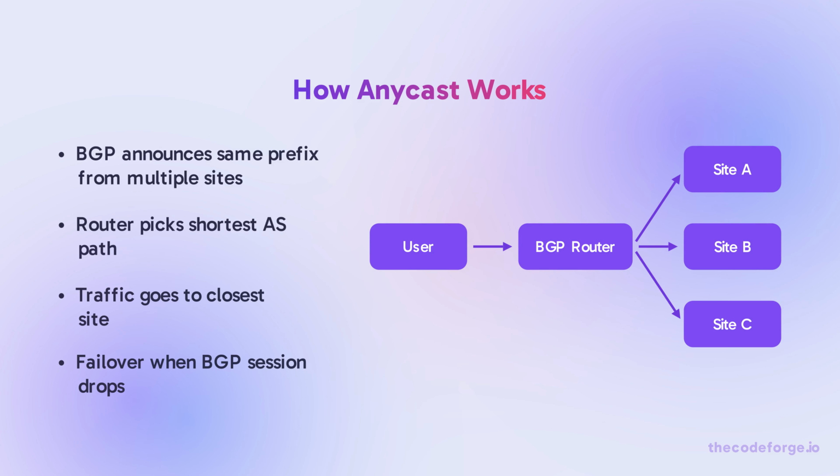Each site advertises the same IP prefix via BGP. Routers select the route with the shortest AS path. If one site fails, its BGP session drops and traffic shifts to the next closest site after convergence.